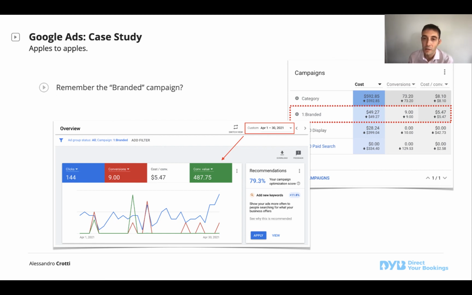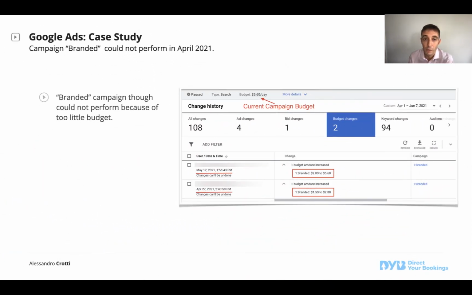And in order to answer these questions, we need to check essentially the campaign history, all right? So the change history, sorry. Change history simply tells what the situation was back then and what kind of changes have been applied over time to this specific campaign. And in here what I can see is that the campaign now, June 2021, currently has a budget of $5.60 per day.